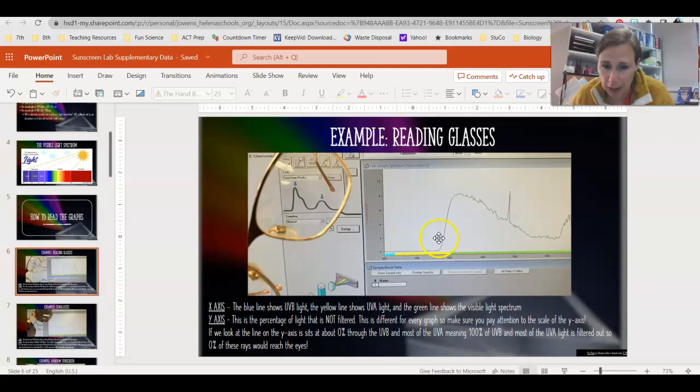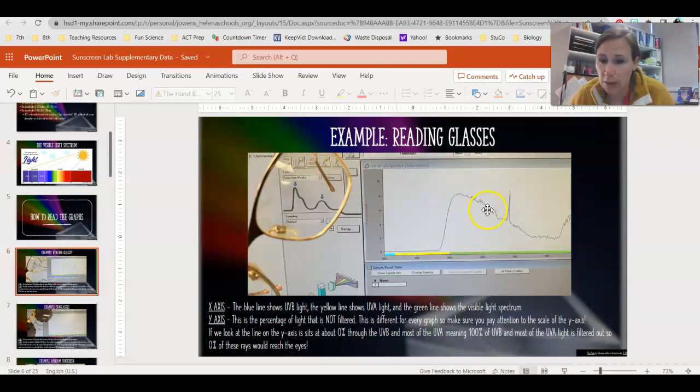Up until about 375 nanometers, or wavelength, and then after that we start to increase the amount of light that's able to get through. So just a very little bit of UVA gets through those glasses, but for the UVB and most of the UVA, 0% is getting through. 100% is being filtered out.